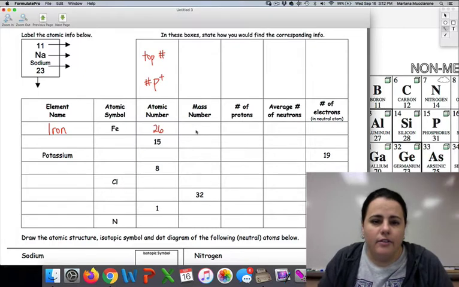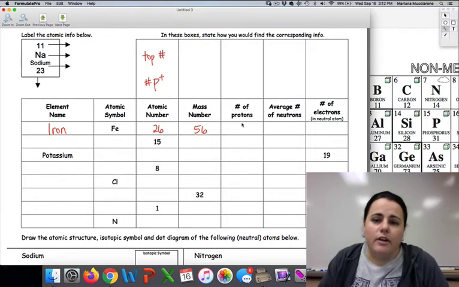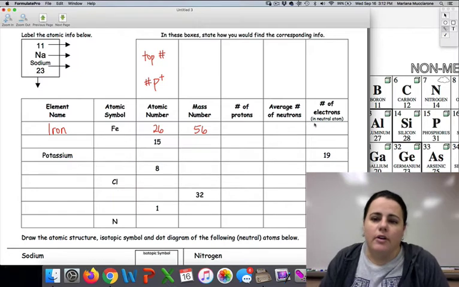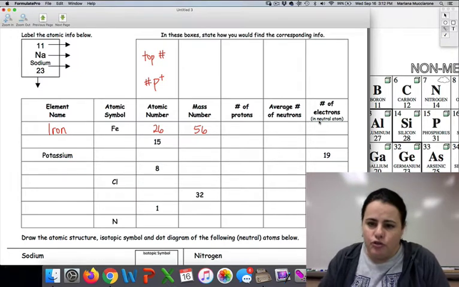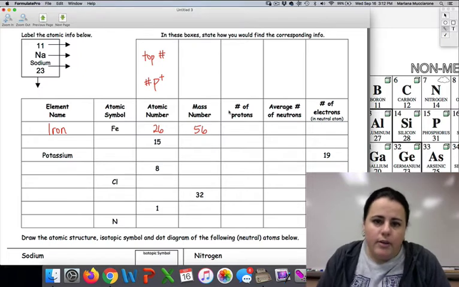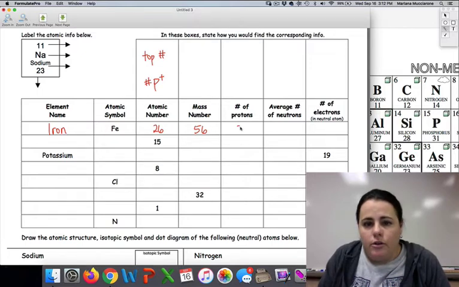Its mass, which is its bottom number, is 56. Now I have to figure out specifically how many protons, the average number of neutrons it has, and the number of electrons for a neutral atom, which are the ones that you find on the periodic table. So knowing that the number of protons is the atomic number, these two things are the same. So you're going to put down 26.